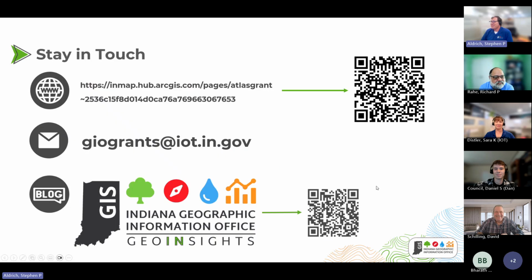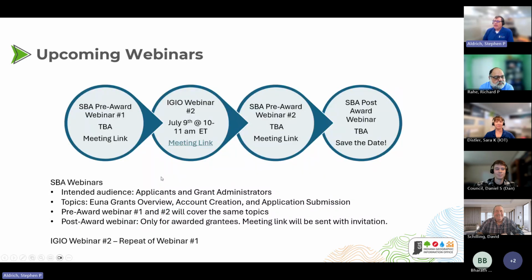Resources for sub-recipients. We have a couple of upcoming webinars. We have not yet scheduled the pre-award webinars. We'll have those scheduled and up on our calendar resources in the coming week or two. I've got to work with SBA to schedule those. We have a second version of this webinar. It's the same webinar, but just at a different day and time. That'll happen on July 9th, a little less than a month from now, from 10 to 11 a.m. Eastern time. Please share that with any collaborators you have who might not have made it to this meeting.